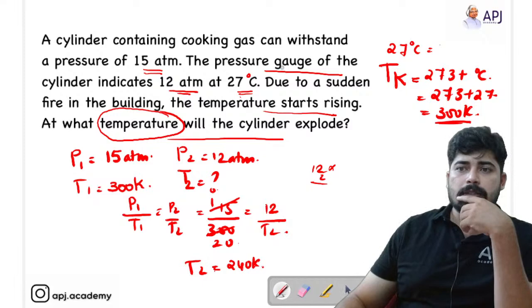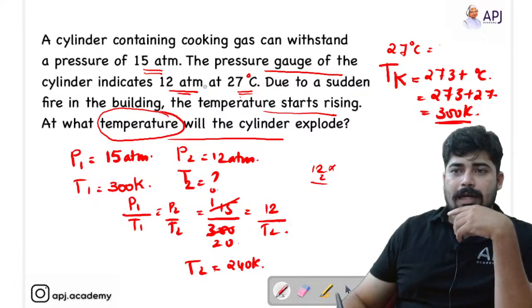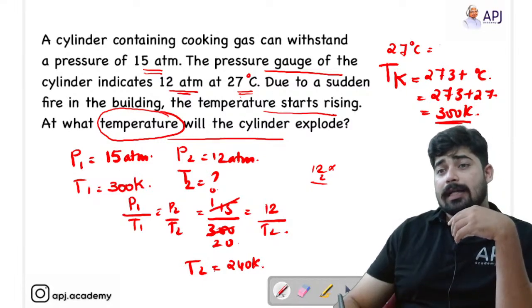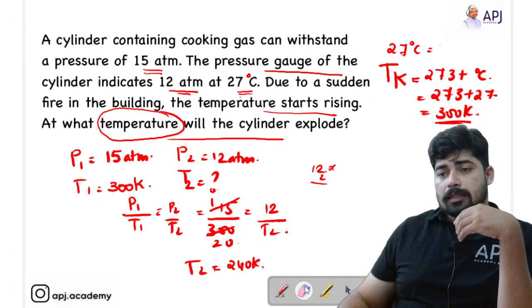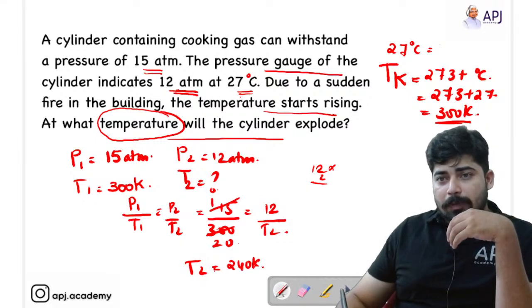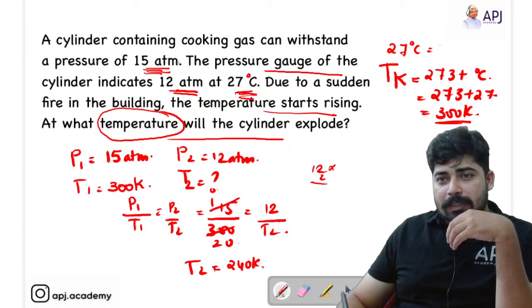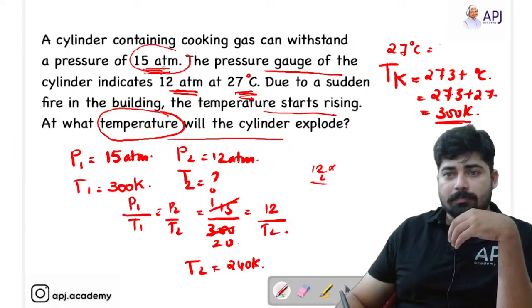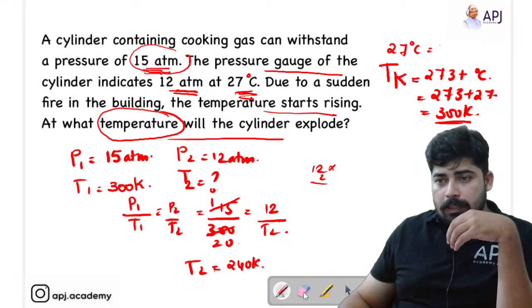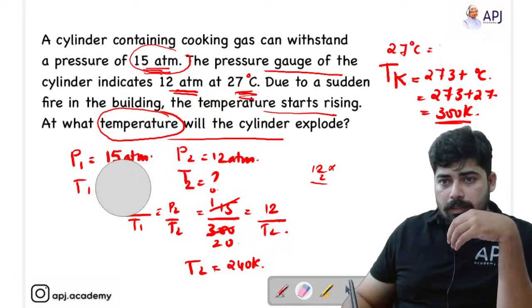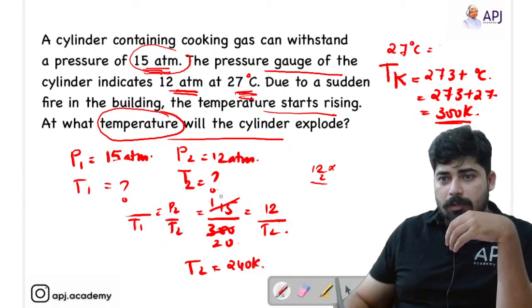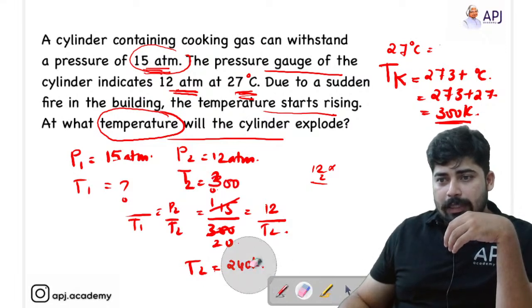Is it? The pressure correspond. Oh, it is T1. Sorry, again I made a mistake here. In the question, it has been clearly mentioned that at 12 atmosphere, the pressure is at 27 degrees Celsius. So correspondingly, I have to find out the temperature that corresponds to 15 atm. Again, I made a mistake, please bear with me. Let's remove this. T1 is what we have to find out. T2 is what is given, that is 300. So let me do it again.